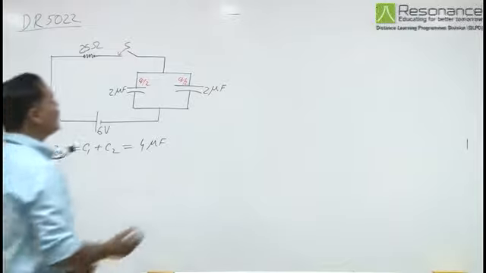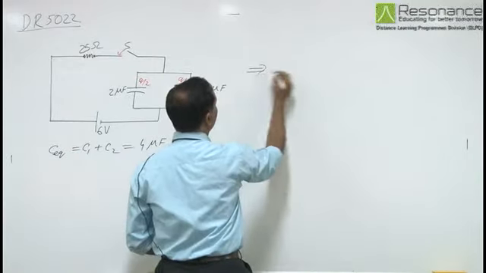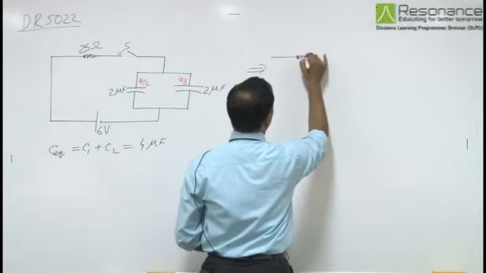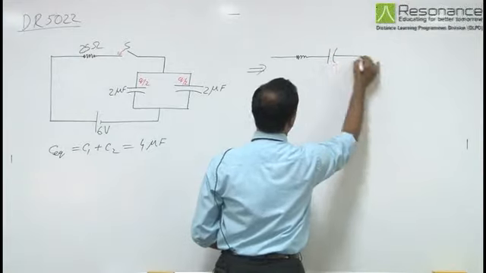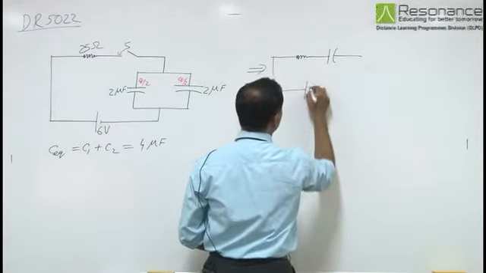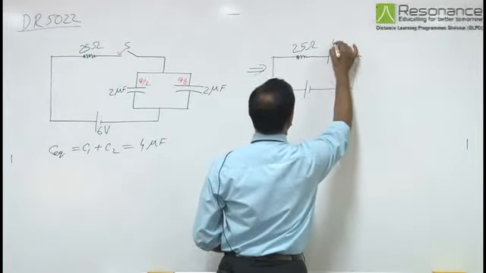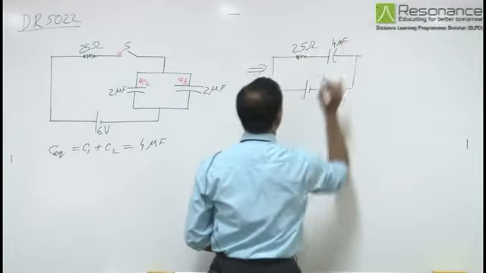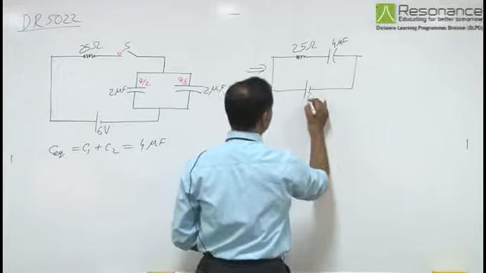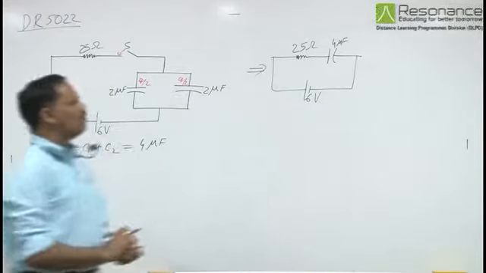Now the circuit reduces to RC in series. There is a resistor, a capacitor connected with a battery. There is 25 ohm resistor, 4 microfarad capacitor and 6 volt battery.